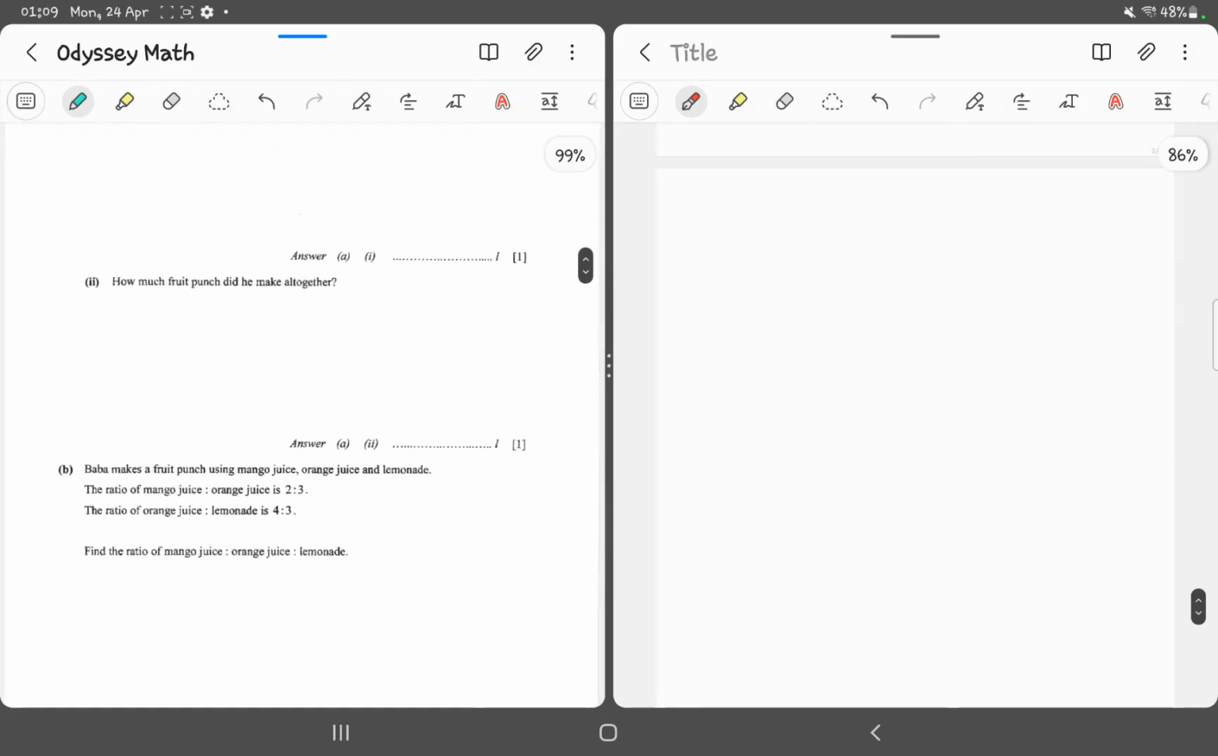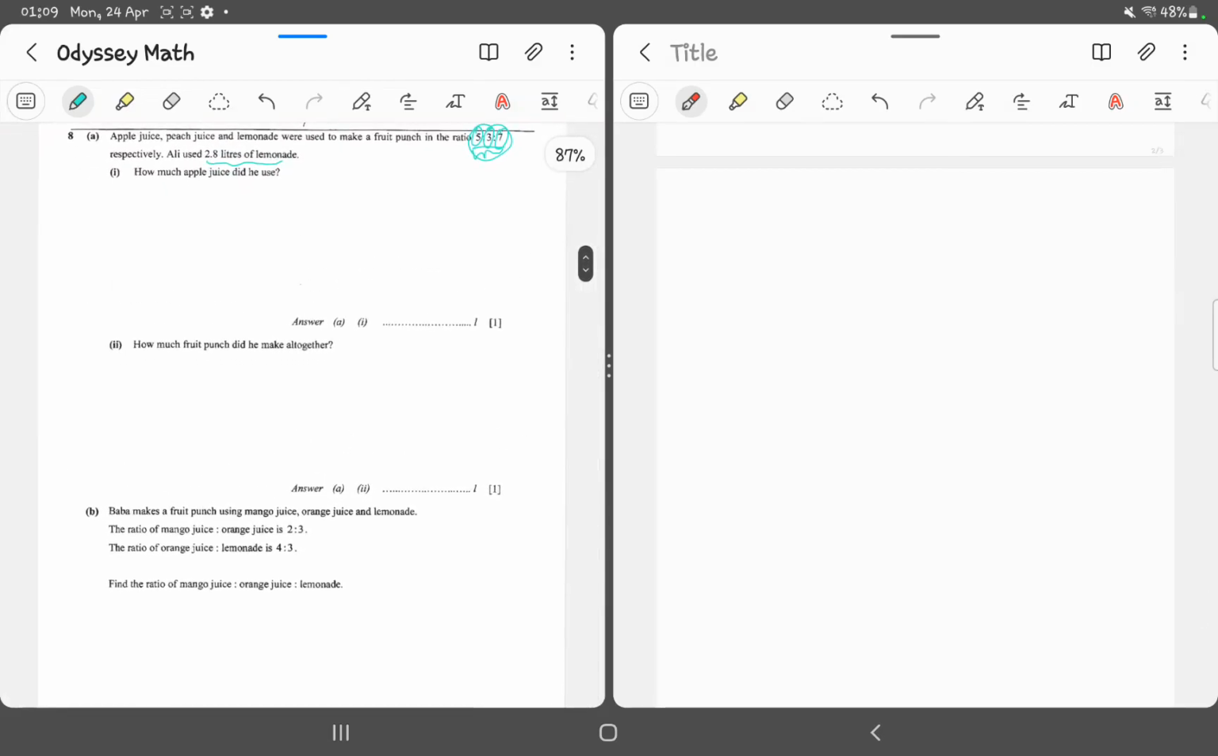So let's go to 8B over here. So Baba makes a fruit punch using mango juice, orange juice, and lemonade. Okay, so the ratio of mango juice to orange juice is 2:3, and the ratio of orange juice to lemonade is 4:3. Find the ratio of mango juice to orange juice to lemonade. So for this type of question, let me teach you an easier way to identify what this question is asking. So usually there will be 2 ratios, right? The first is 2:3 and the second is 4:3.